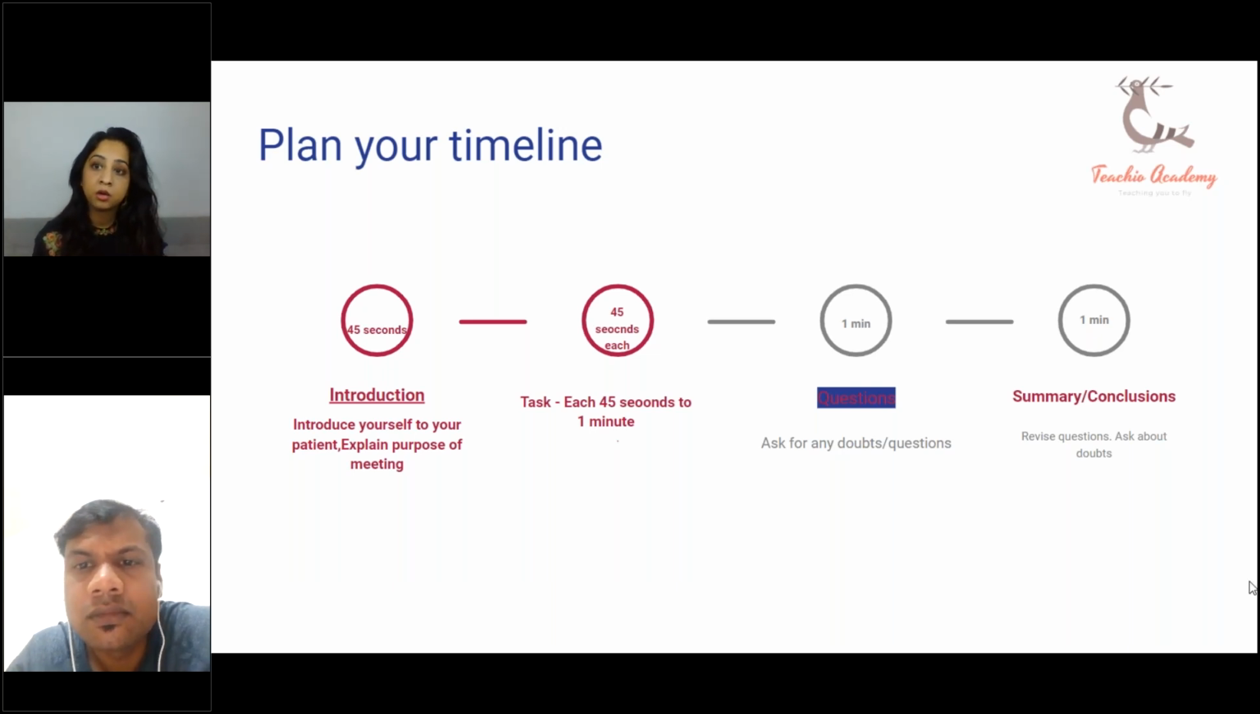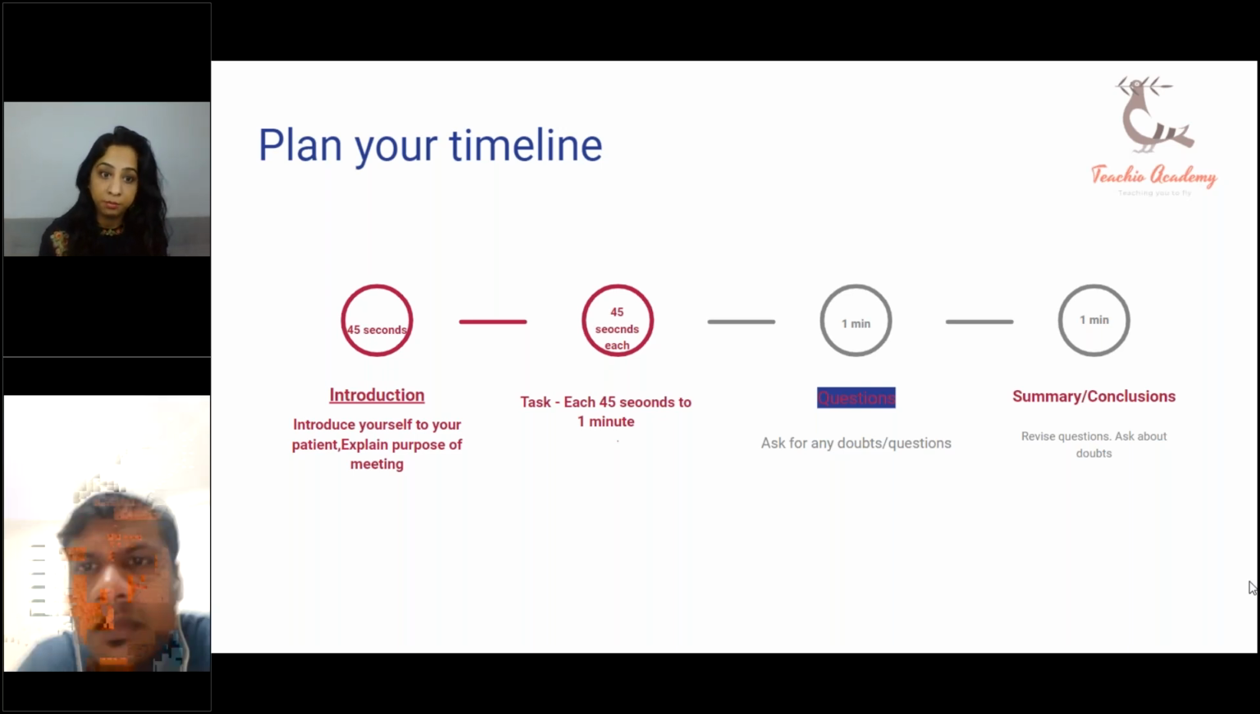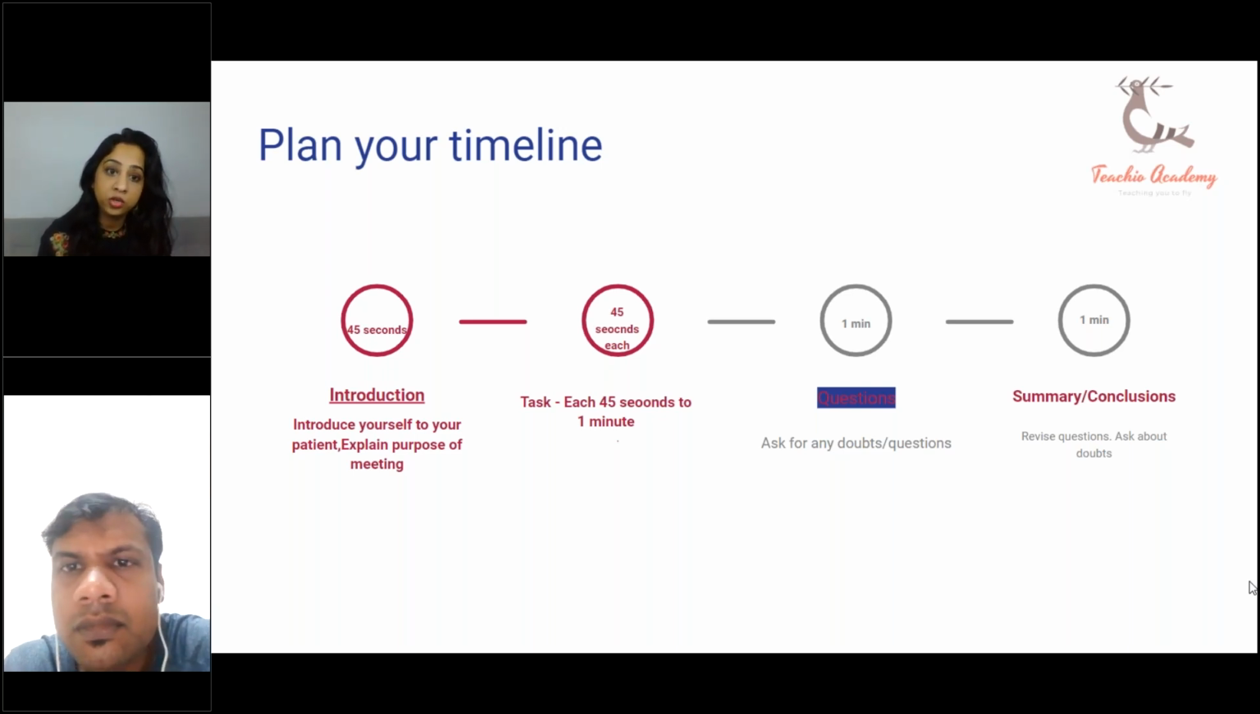Then I'll plan my question timeline. Now, this is very, very suggestive, just a suggestion. You might not be able to do this on your actual OET speaking, but roughly you would spend about 45 seconds on your introduction, introducing yourself to your patient, asking your patient's name, explaining the purpose of your meeting. Then you go on to your task.